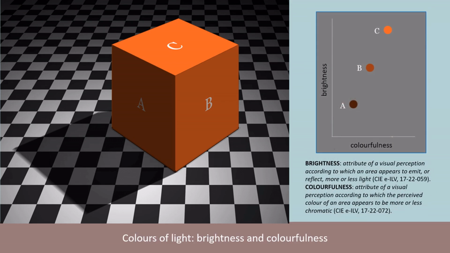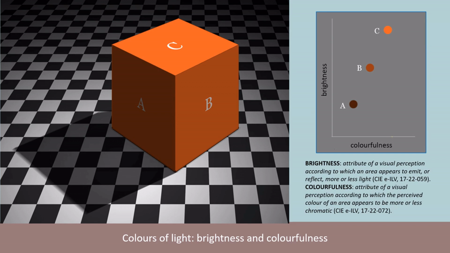At the same time, areas A to B to C appear progressively higher in brightness and colourfulness. This is the perceptual result of their sending progressively greater amounts of light to the eye, evoking progressively stronger responses at the level of the light-sensitive retina.